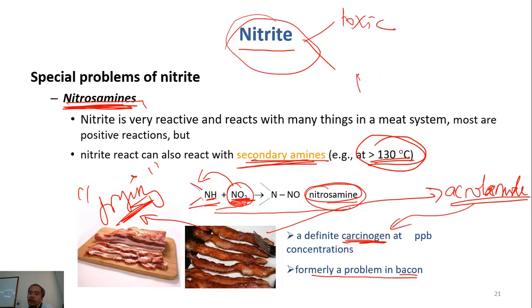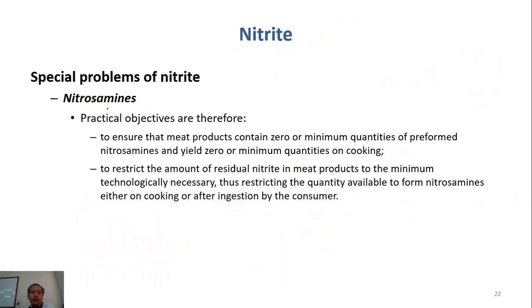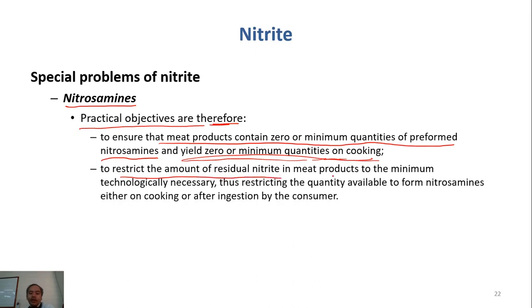So it means that if you eat meat and you always eat baked meat or fried meat, then your shelf life may be shorter. You know, your shelf life, I mean, how long you live on this earth may be shortened. So because of the risk of nitrosamines, the practical objectives are therefore to ensure that meat products contain zero or minimum quantity of preformed nitrosamine, and yield zero or minimum quantity on cooking. Restrict the amount of residual nitrite in meat products to the minimum technologically necessary. Use minimally when it's needed. Thus, we can restrict the quantity available to form nitrosamine upon cooking at home, for example.